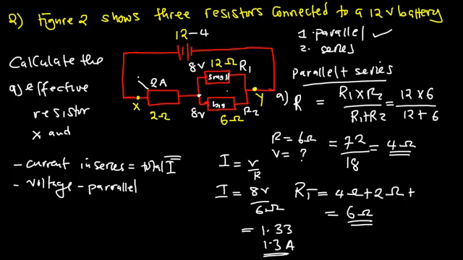Now, after you found the current at the 6 ohm resistor, if we were to find the current at 12 ohms, we just subtract from the total current minus what? 1.33 or 1.3. And of course, this is going to give you 1.7 amps. So that is how you look at it. So please, that small procedure, you really need to follow it.